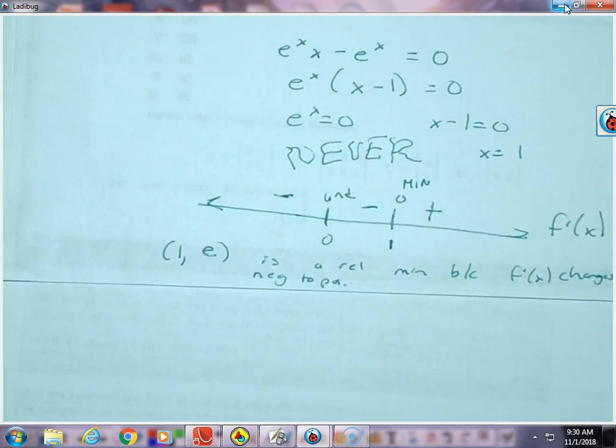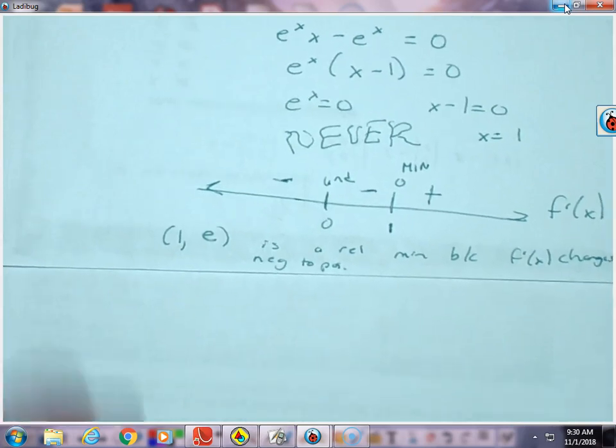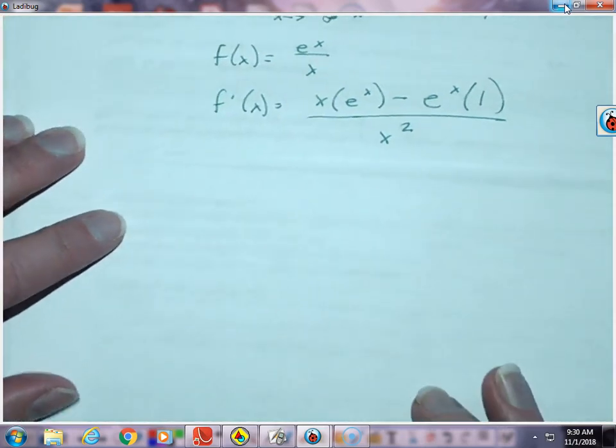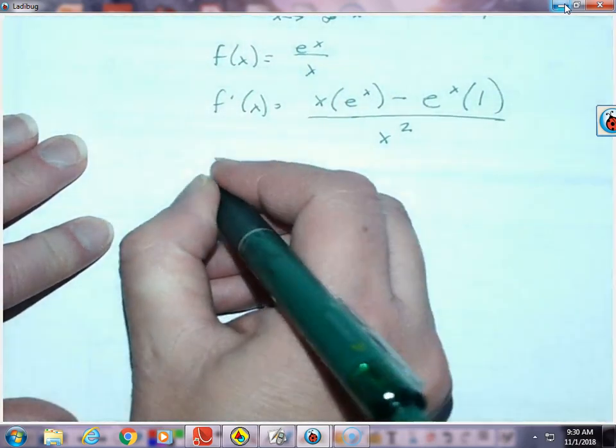Next it says find the intervals where the function is concave up and concave down in the sketch, and then it wants a tangent line. It's asking a lot of you. Okay, so second derivative. I'm just going to stick it right here under my first derivative so it'll be easier to find.